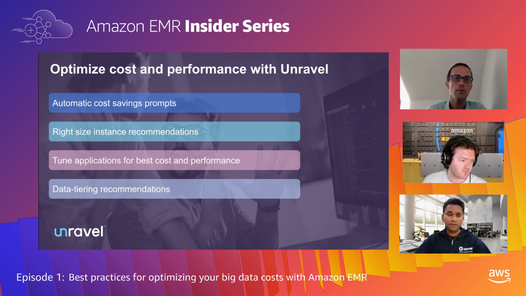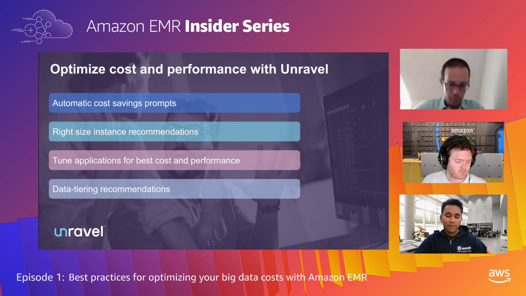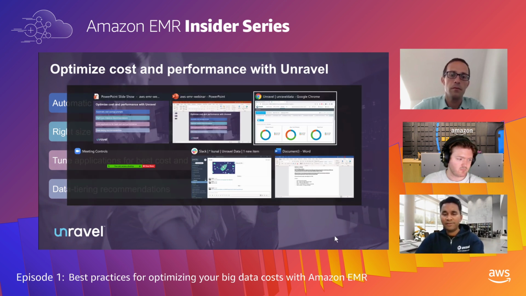And lastly, really understanding, if I want to take advantage of data tiering, how do I get an understanding of which tables are being used and which ones are not being used? So then I can tier them appropriately, right? And again, balance out reliability with cost. So that is exactly what Unravel does.